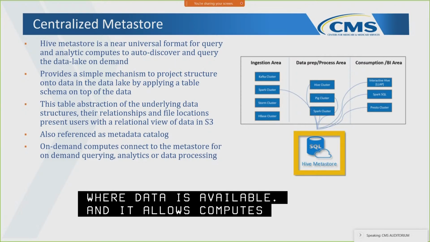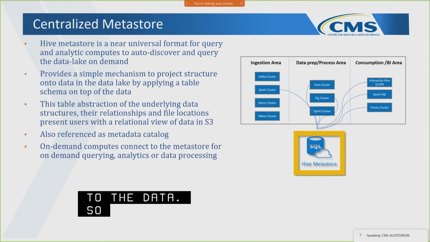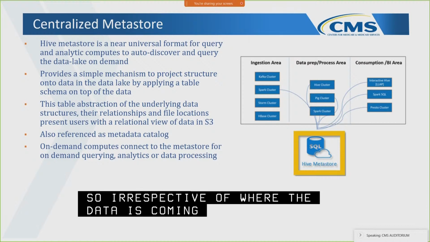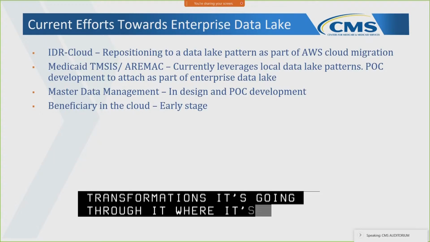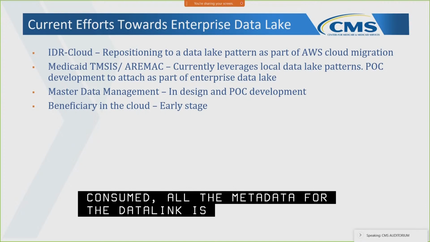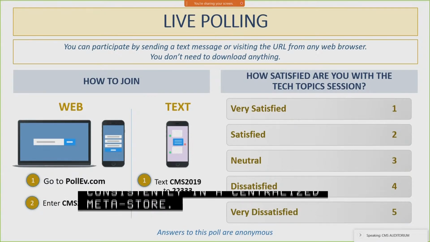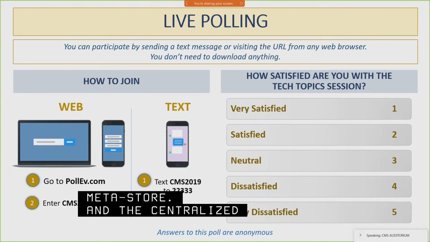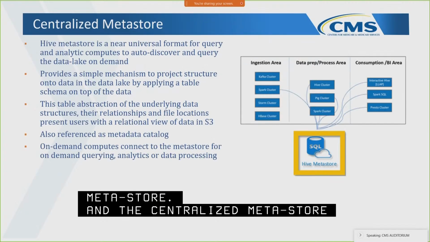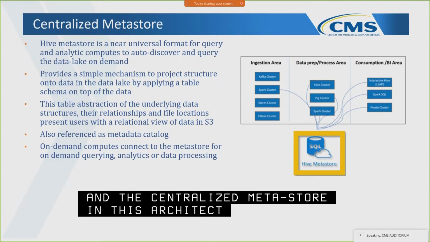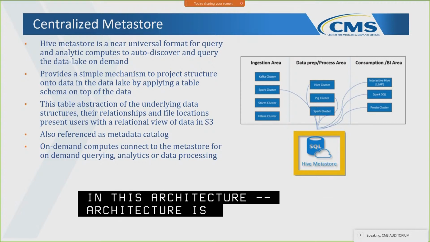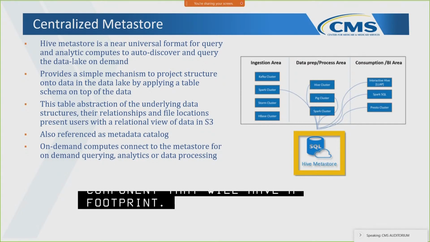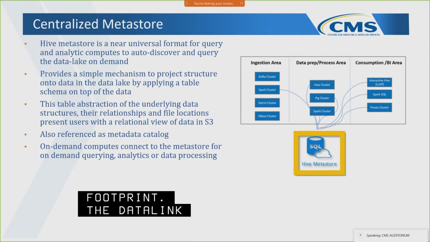So irrespective of where the data is coming from, what transformations the data is going through, or where it's being consumed, all of the metadata for the data lake is stored consistently in a centralized metastore. And the centralized metastore is, in this architecture, the only component that's going to have an enterprise footprint. The data lake itself is an amalgamation of data assets across the enterprise.